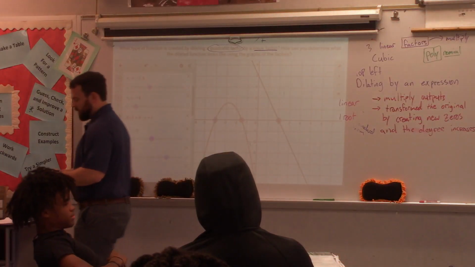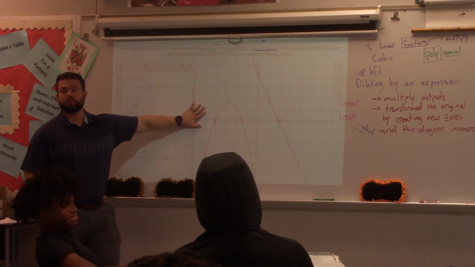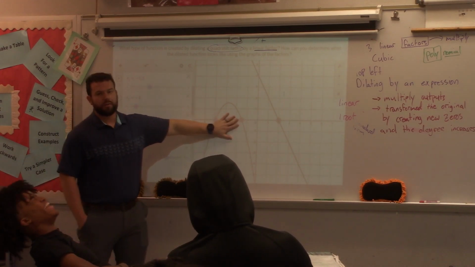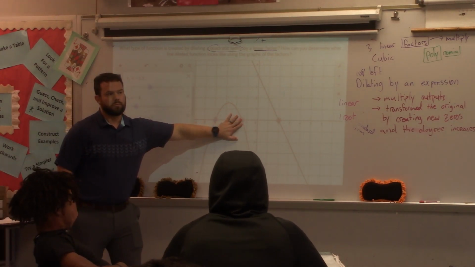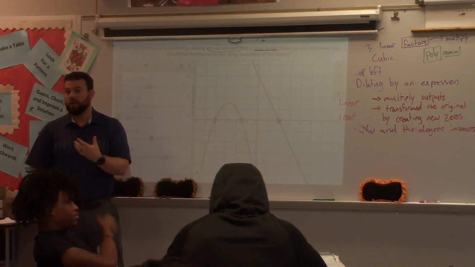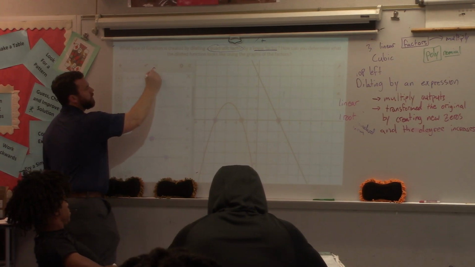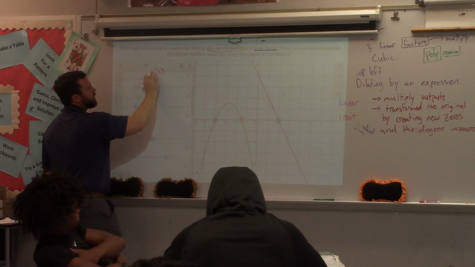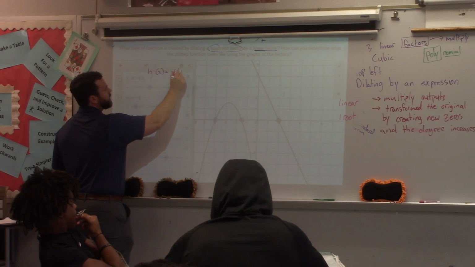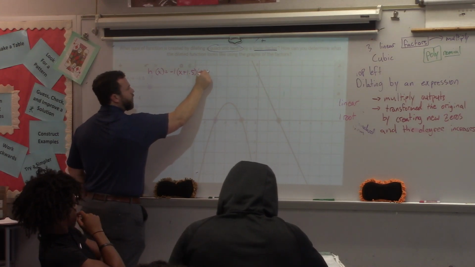So, now I still have a quadratic, and what am I doing to it? Dilating it by a linear. So I should get a cubic. And what I want to know is, what is that cubic going to look like? This equation that I have right now is h of x equals negative 1 times x plus 1.5 times x plus 4 times negative 2x plus 4.